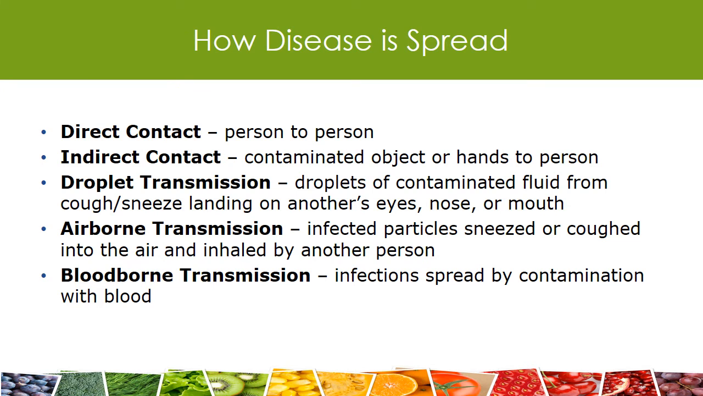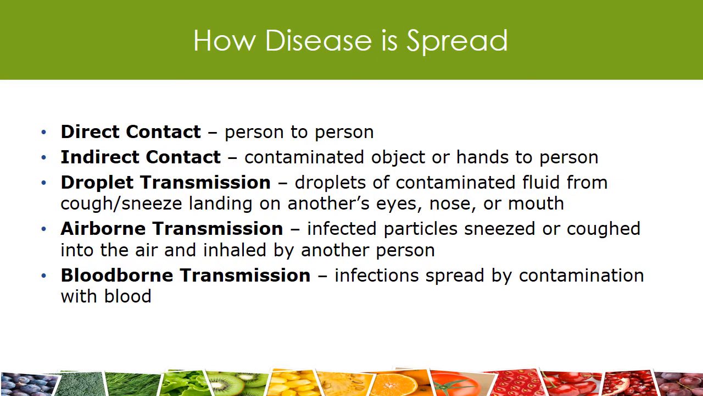There are different ways that diseases can be spread or transmitted. The most direct way is just person to person. Two people shake hands or hug each other. That's direct contact. Indirect contact could be from contaminated objects, and this is most common in early childhood because if children have contaminated hands, then they touch many things in the classroom, and that disease can be spread that way.